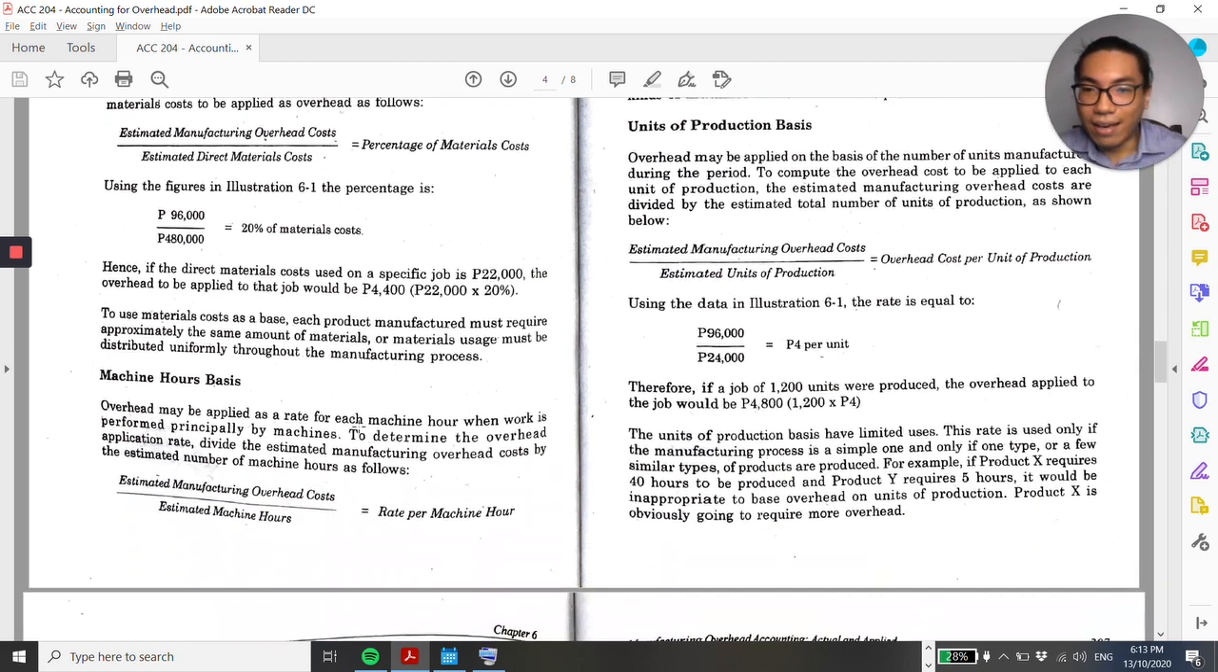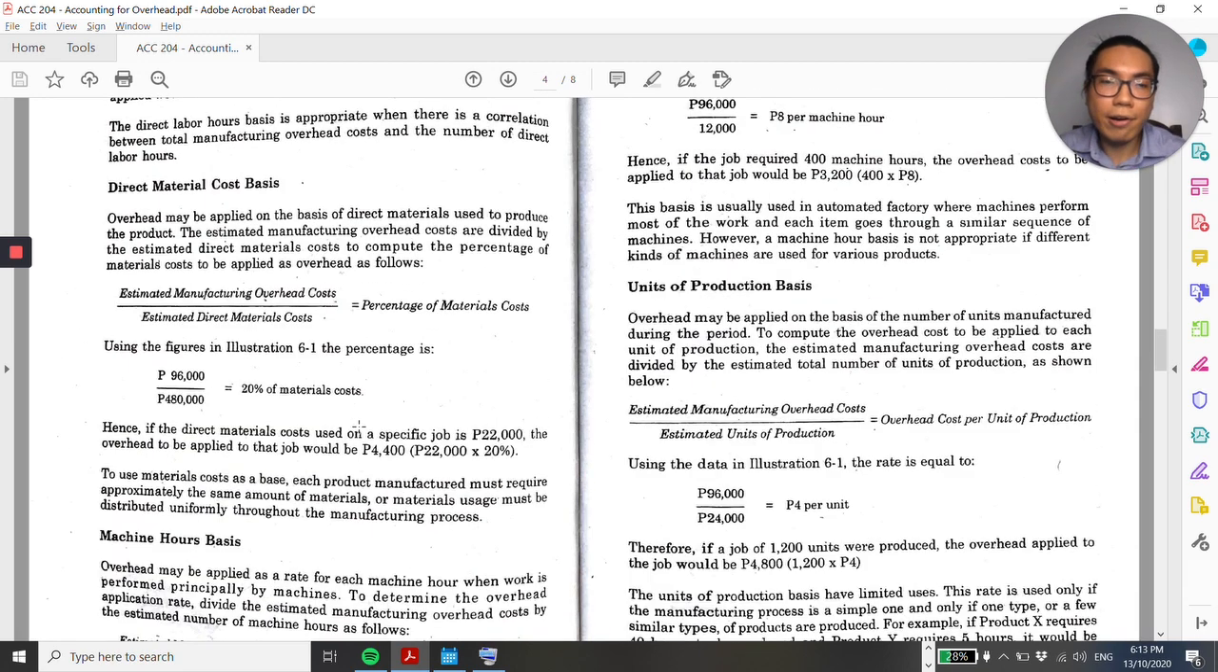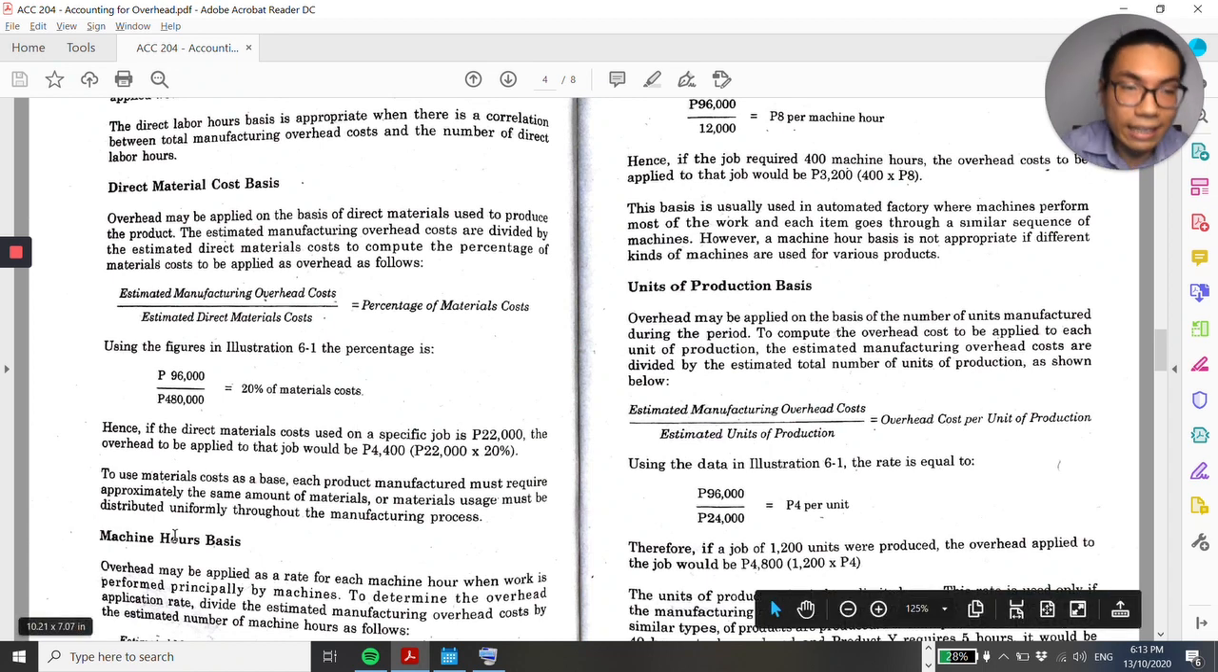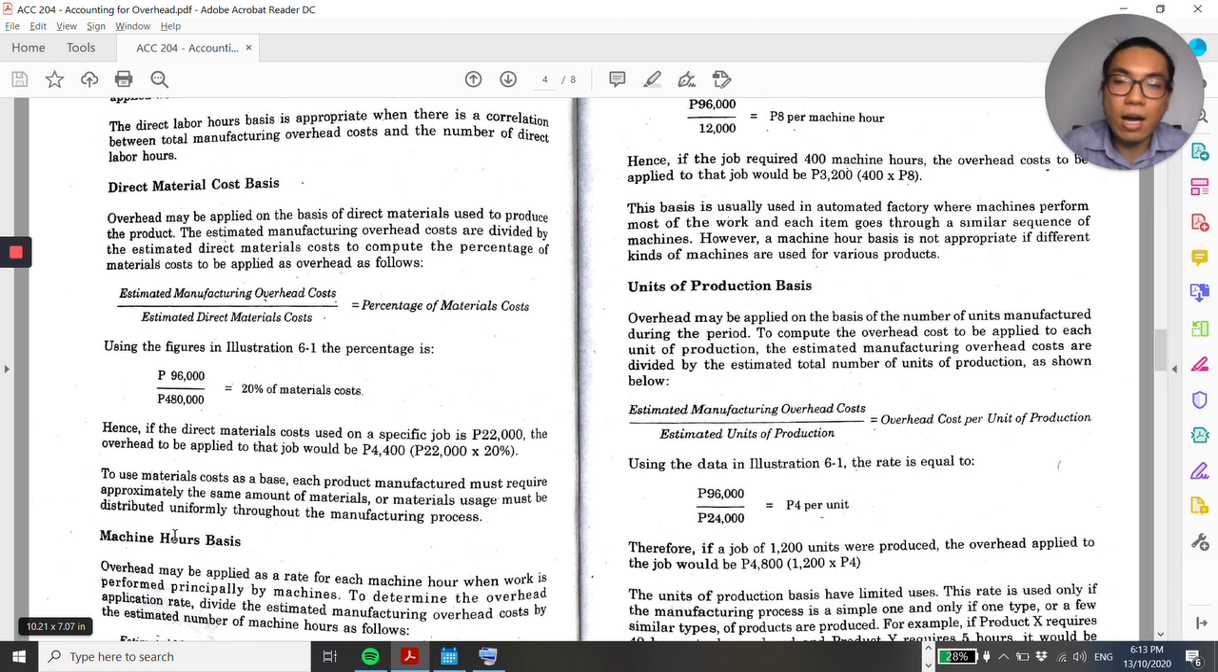And then, there are some basis pa such as yung machine hours basis natin. Best example for the machine hours basis kapag yung production facility natin mostly less yung labor or human intervention in the completion of the certain production or job.